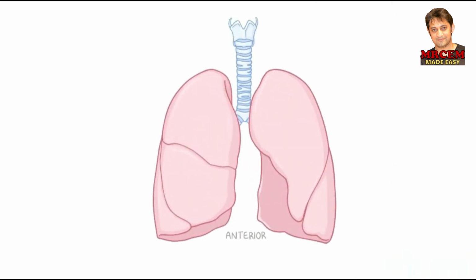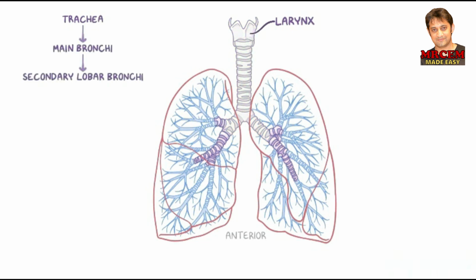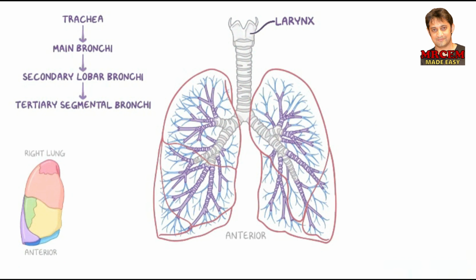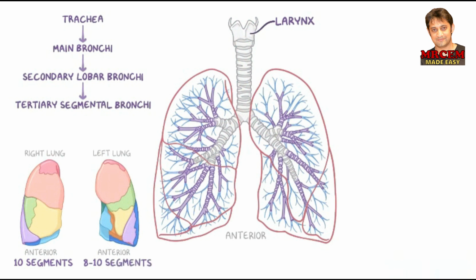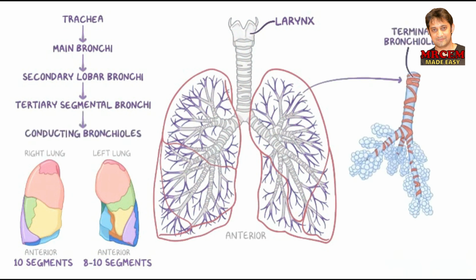The tracheobronchial tree begins below the larynx with the trachea, which splits into the main bronchi, which further split into secondary lobar bronchi, tertiary segmental bronchi, and at the tertiary level, the right lung can be divided into 10 bronchopulmonary segments, and the left lung into 8 to 10 bronchopulmonary segments. The tertiary segmental bronchi then split into conducting bronchioles, terminal bronchioles, and respiratory bronchioles, which contain the alveoli.